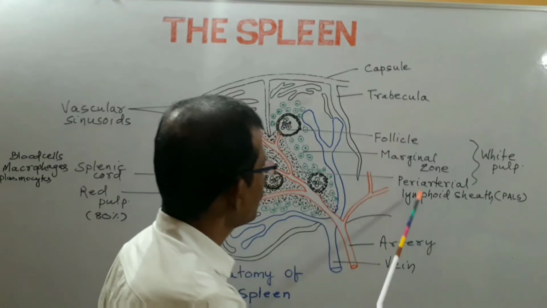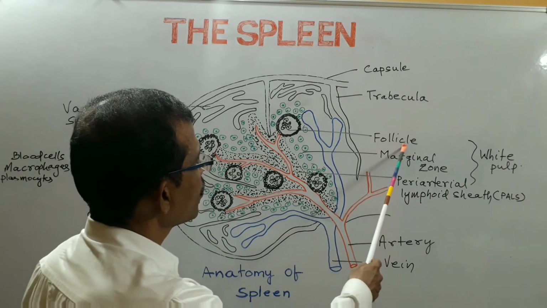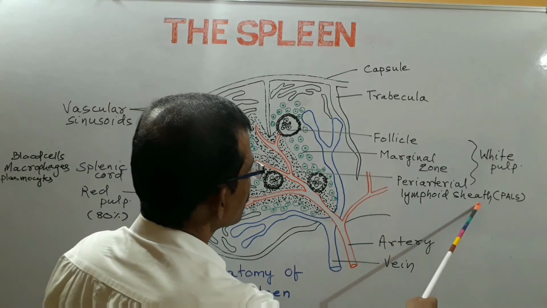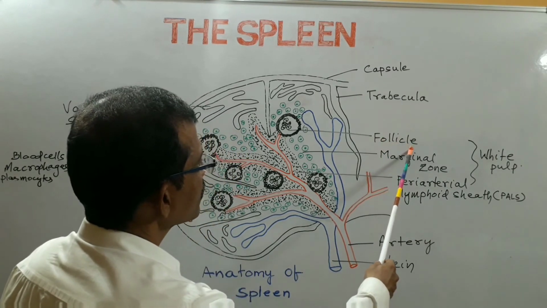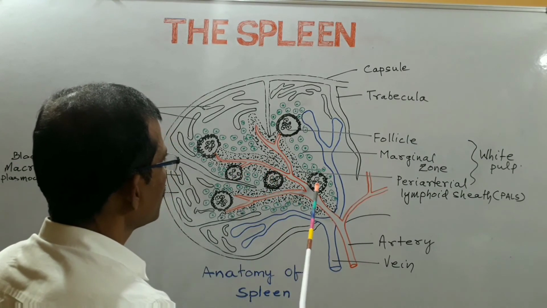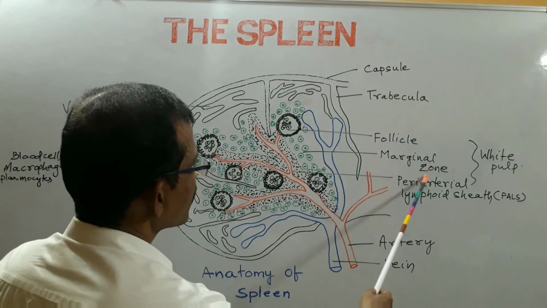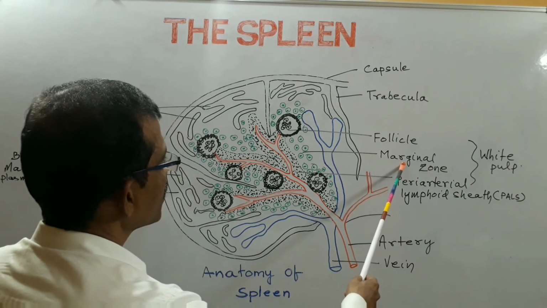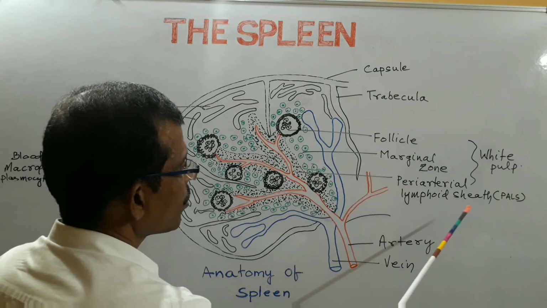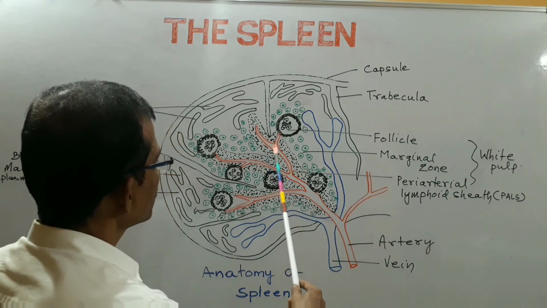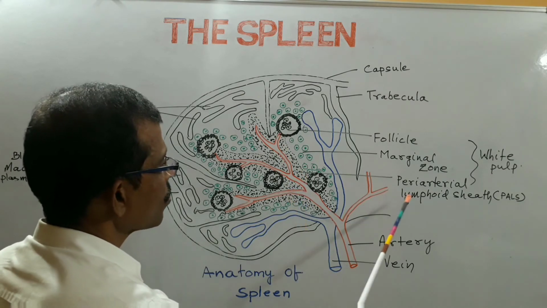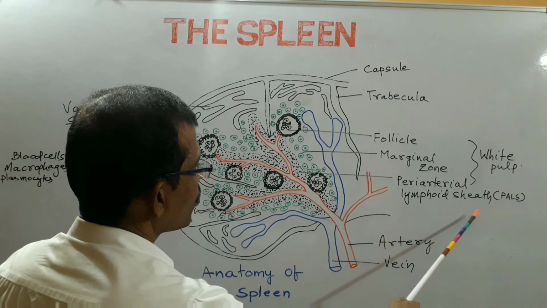These are the three components of the white pulp. One is the lymphoid follicle, another is the marginal zone, next is the periarterial lymphoid sheath. Follicle means lymphoid follicles. Two types are seen, primary lymphoid follicle and secondary lymphoid follicle. Then there is the marginal zone, which is between the red pulp and white pulp, and next is the periarterial lymphoid sheath, which consists of a central artery that is surrounded by a sheath of lymphoid tissue. So this is known as the periarterial lymphoid sheath.